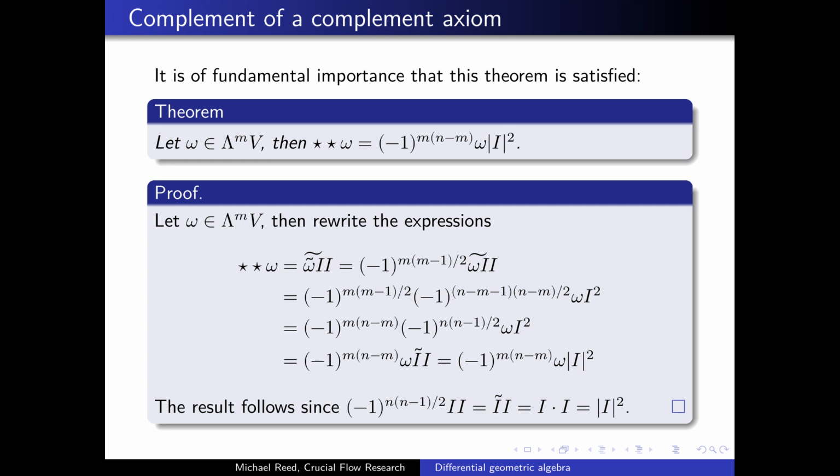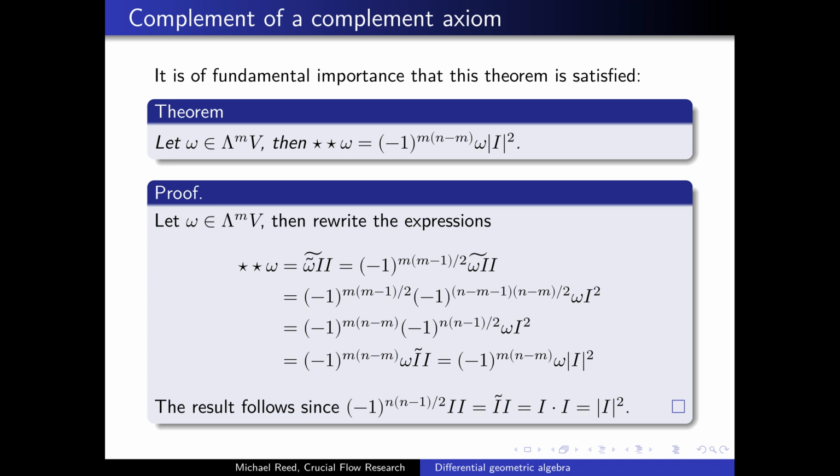Well, we'll let omega be a grade m element, and we take the complement of the complement of this, and that's supposed to be (-1) to the m times (n minus m) times omega times the absolute value of I squared. This is a fundamental theorem that's foundational and important, and so it's important to be able to prove this and to verify that the choice of Hodge complement that we've made actually satisfies this theorem, and it does. So we can take a look.